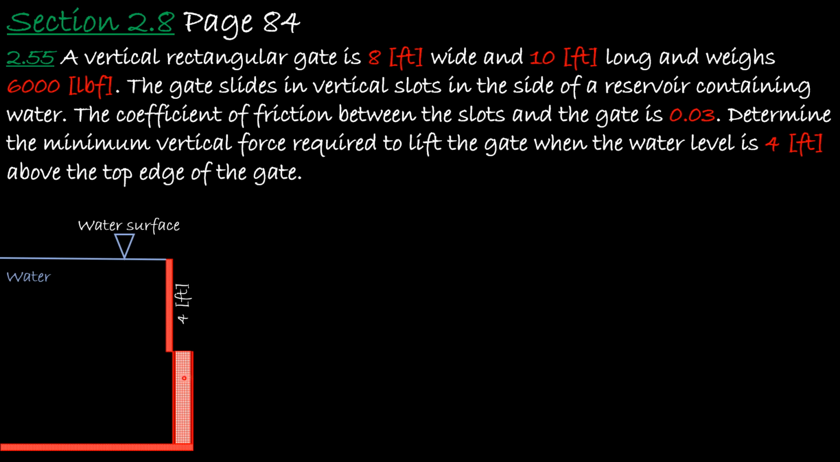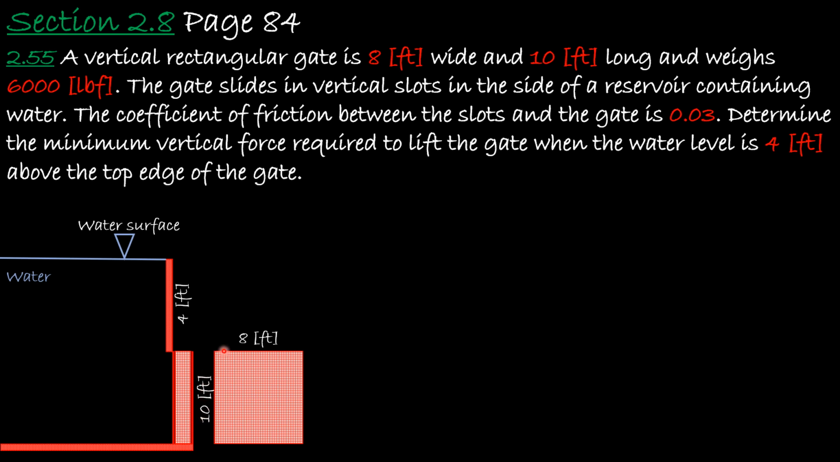So we are told information about the rectangular gate. One, it is a rectangle, which is 8 feet by 10 feet. So let's draw it. So this is our rectangle, if you look at it from this side. So it will be 10 feet long and 8 feet wide. Now, when this gate goes up and down, when it goes up, it will have friction with the slot. So that friction coefficient is given to us as 0.03. And we are given that the weight of the gate is 6,000 pound force.